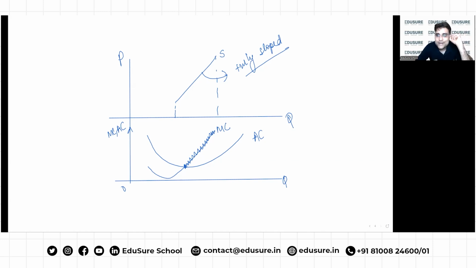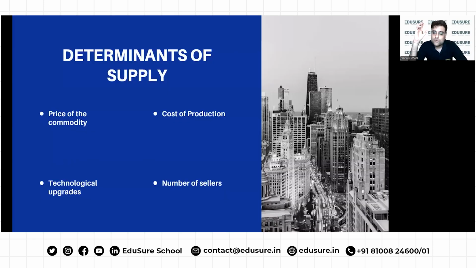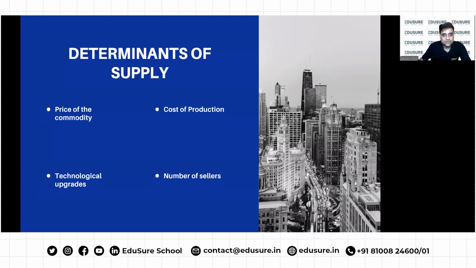Next determinant is the cost of production. The cost of production has a direct impact on the seller's potential profit. A rise in the cost of, say, the input deters them from manufacturing and hence decreases the supply of the good at the same price. So what happens is a leftward shift in the supply curve.